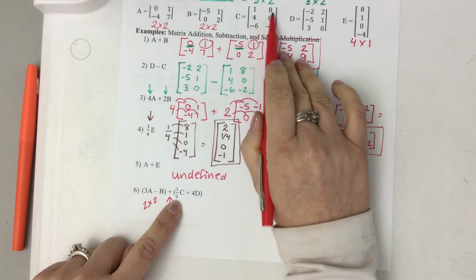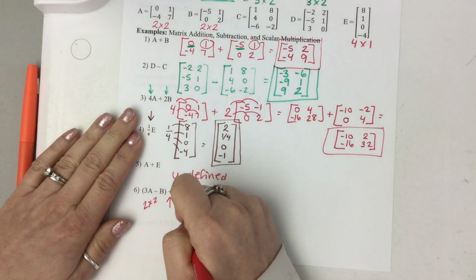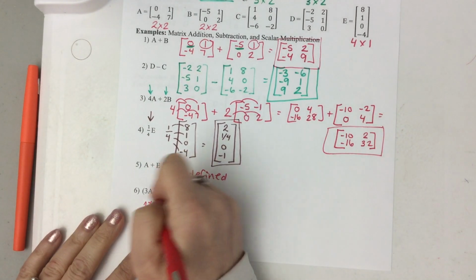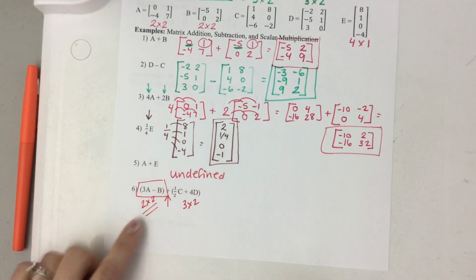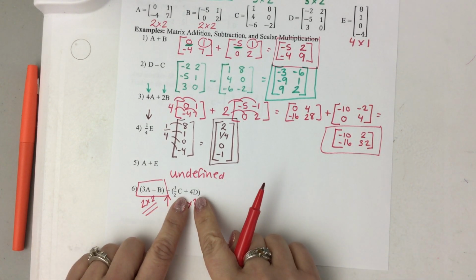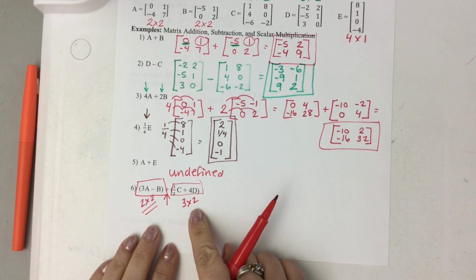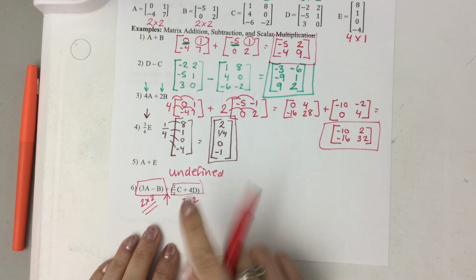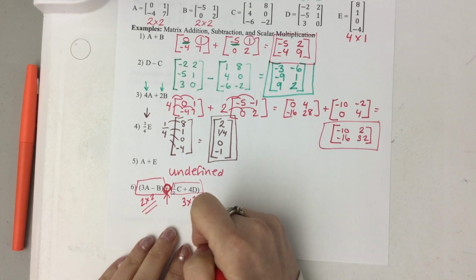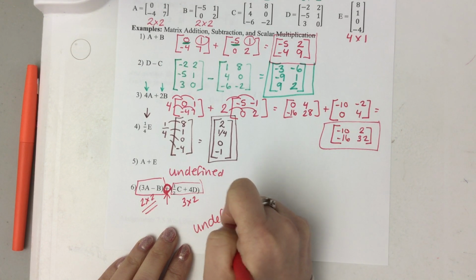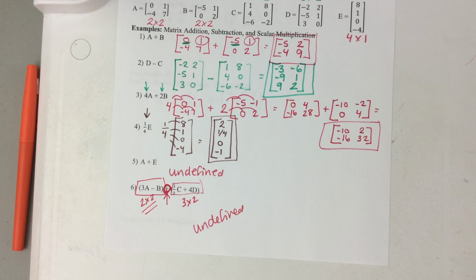Now here, if I take C times 1/2, D times 4, and I add them, I'm going to end up with a 3 by 2. So I could do this step because both A and B are 2 by 2s, but the result is going to be a 2 by 2. I can do this step because both C and D are 3 by 2s. But again, my result is going to be a 3 by 2. The last thing they want us to do is add those. Well, this would be undefined as well because I cannot add a 2 by 2 with a 3 by 2 because they do not have the same dimensions.